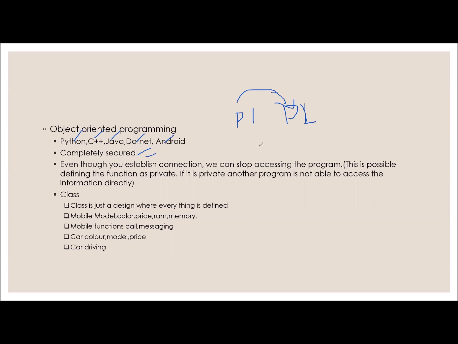Even though program 1 is trying to establish the connection with program 2, we are making program 1 not access program 2. This is applicable only in object oriented programming. So in object oriented programming, we define a class.